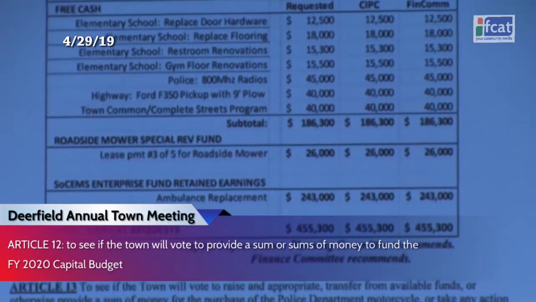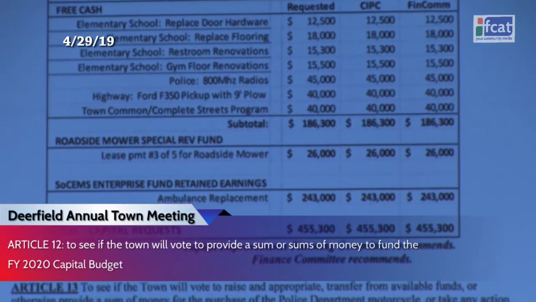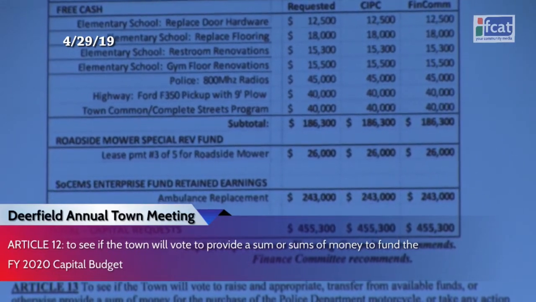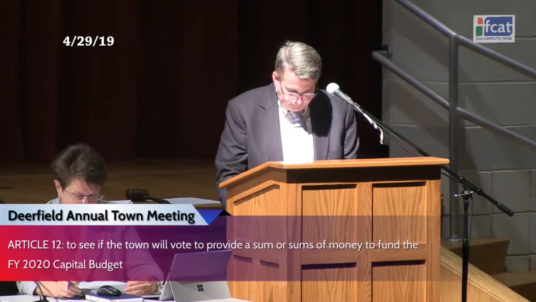That's a pass-through. And the SCEMS retained earnings for the ambulance replacement is from SCEMS retained earnings, for a total of $455,300. Second. Ms. Shores Ness, would you like to briefly explain?